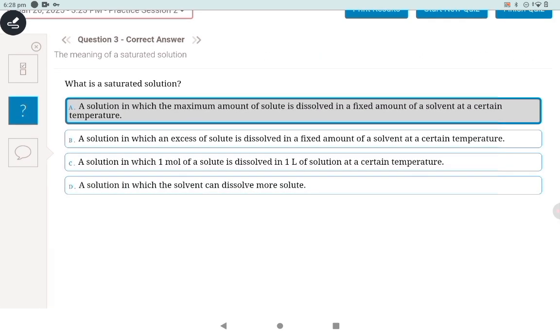What is a saturated solution? A saturated solution is where there is a maximum amount of solute dissolved. The solute is at its maximum dissolved. A solution in which the maximum amount of solute is dissolved in a fixed amount of a solvent at a certain temperature. Memorize this one.